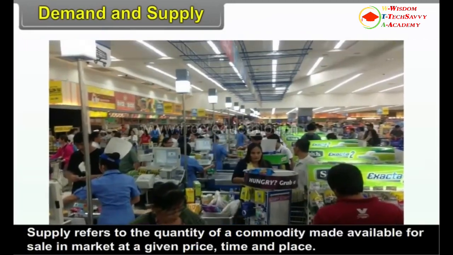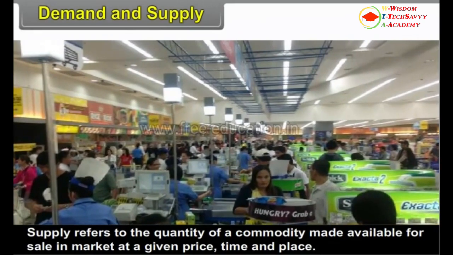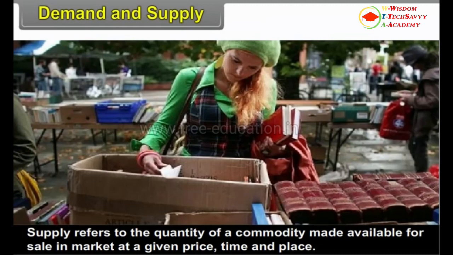Supply. Supply refers to the quantity of a commodity made available for sale in the market at a given price, time, and place.